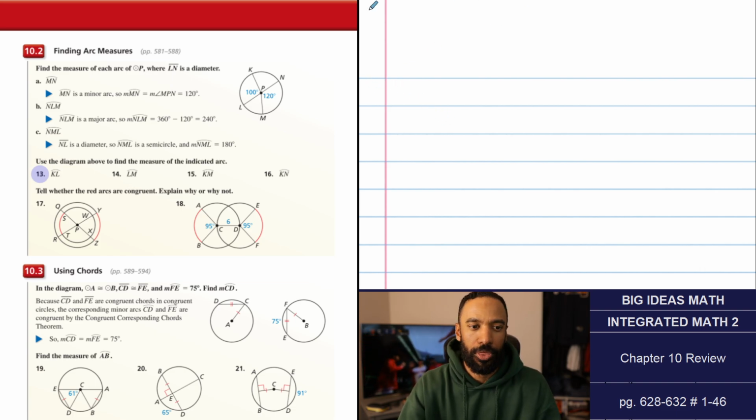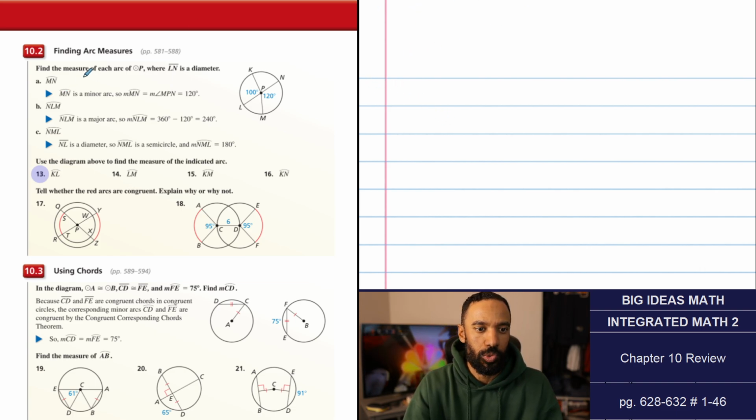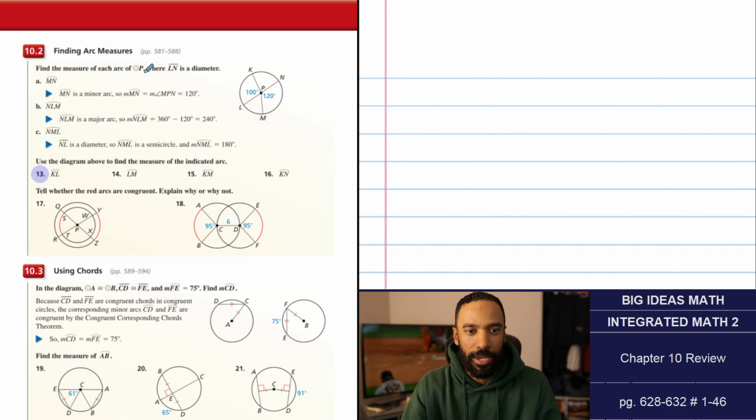So before we start number 13, let's look at some of the 3 examples we have above. Find the measure of each arc where LN is a diameter.